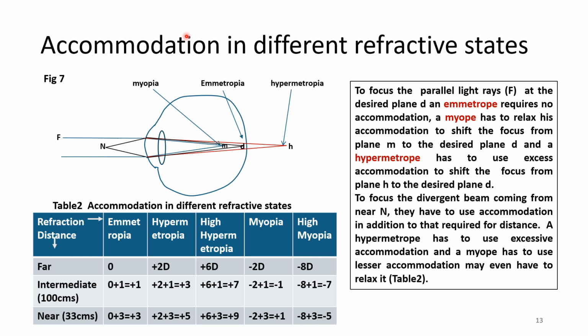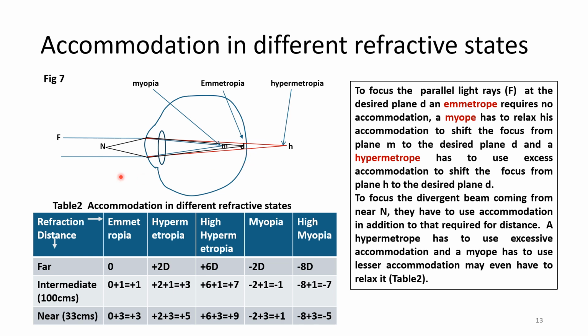Accommodation or accommodative effort varies as per the different need in different refractive states. To focus the parallel light F at the desired plane D, an emmetrope requires no accommodation. A myope has to relax accommodation to shift the focus from M to D, and a hypermetrope has to use excess accommodation to shift the focus from plane H to plane D.